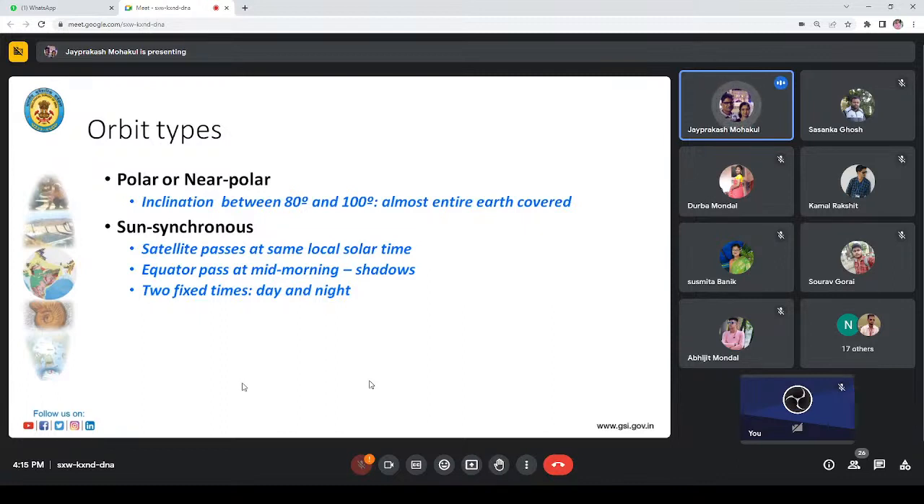Are you able to get me? Yes, sir. So it has a descending node, it has an ascending node, and since the next time when it descends, the Earth must have moved a bit to the east.